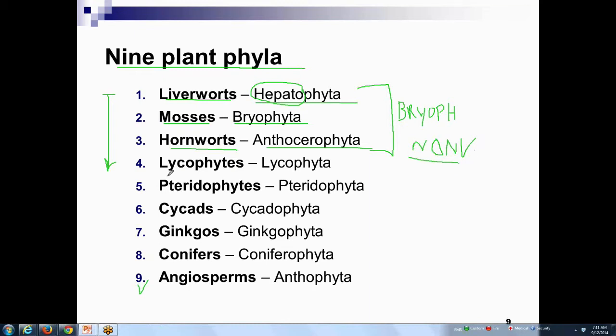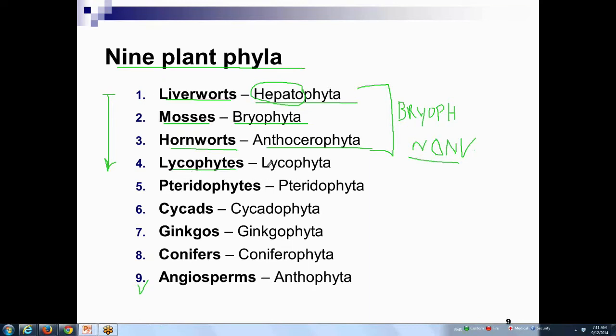Then the next group are the lycophytes. Lycophytes, much more adapted to the land, and from this point on you're seeing organisms that are more and more adapted to the land. So if we get down to number 8 and 9, they're much more adapted to the land than these first 3 were.